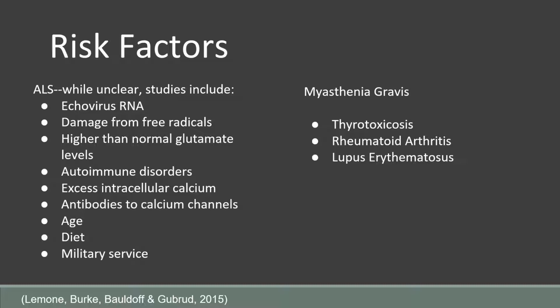Risk factors for ALS. While unclear, there are current studies to uncover a little bit more about this topic. These studies include echovirus RNA, damage from free radicals, higher than normal glutamate levels, links to other autoimmune disorders, excess intracellular calcium, antibodies to calcium channels, and then the impact of age, diet, and military service. Risk factors for myasthenia gravis include thyrotoxicosis, rheumatoid arthritis, and lupus erythematosus.